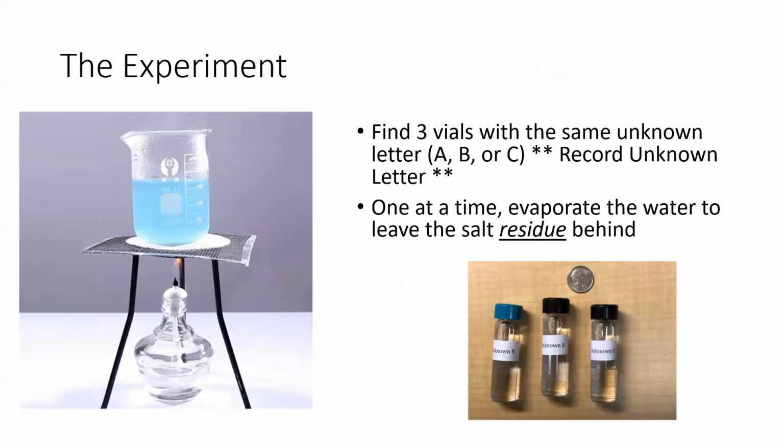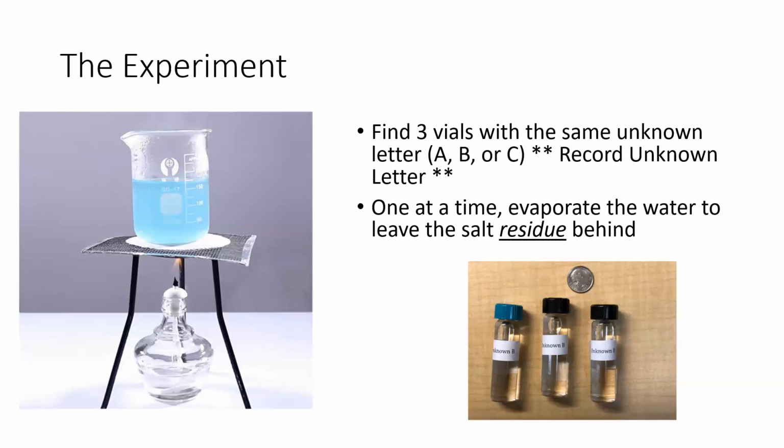All right, let's talk a little bit more about the actual experiment that we're going to be doing this week. In your supplies, you're going to find 3 vials, and they're all going to have the same unknown letter. In the picture here, there are 3 vials, all labeled unknown B. You should have 3 vials that are all unknown A, all unknown B, or all unknown C. Whichever letter you get, make sure to record the unknown letter on your data sheet. It's very important that you record that, otherwise we won't know if your numbers are accurate or not.